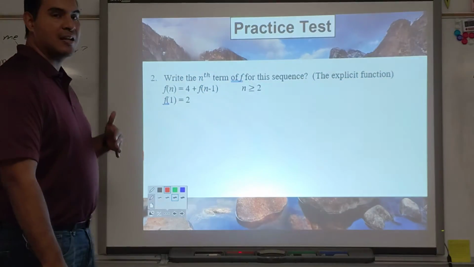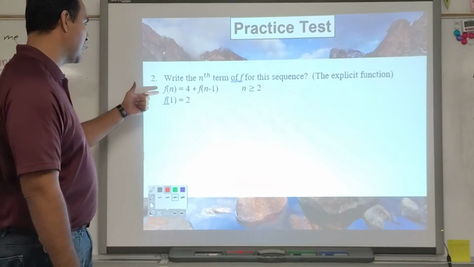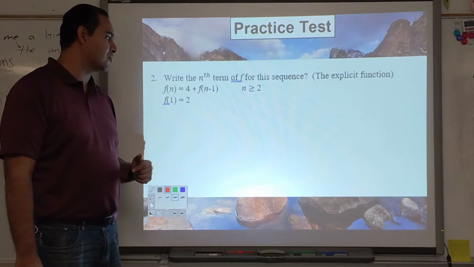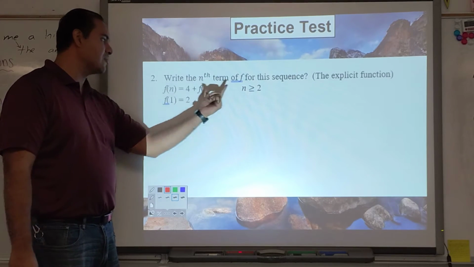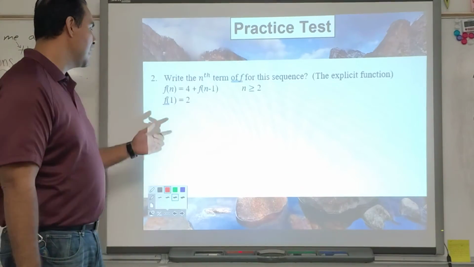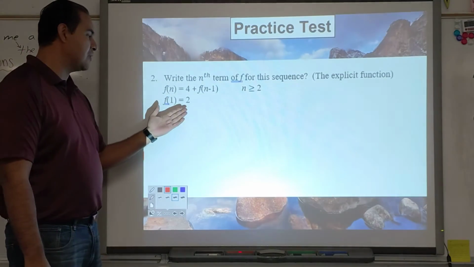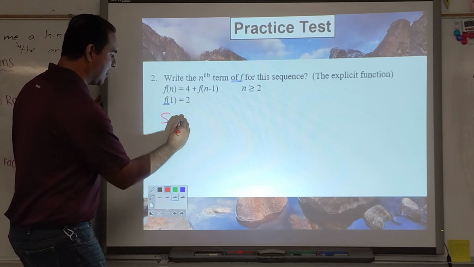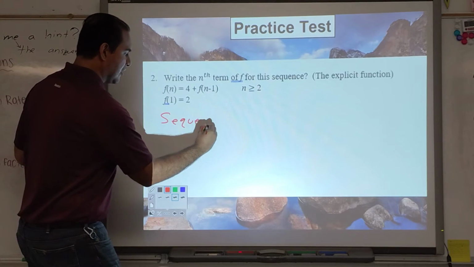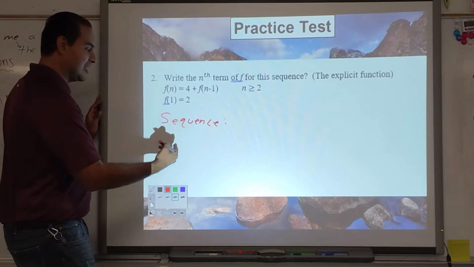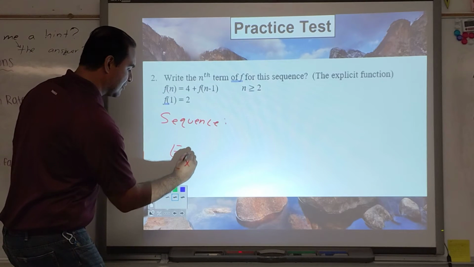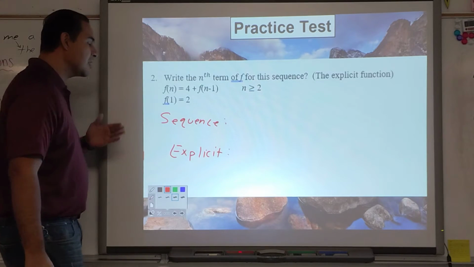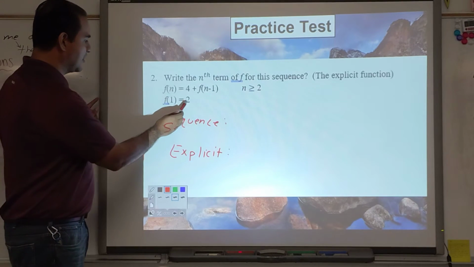Now you're given a recursive form of a sequence. f(n) is equal to 4 plus f(n minus 1) when n is greater than or equal to 2, meaning this rule starts from the second term all the way up. And the first term is 2, f(1) equals 2. So that's nice. In order for me to find the explicit function, first I'm going to find the sequence, and then I'm going to use that sequence to find the explicit function to represent it. The sequence in this case starts at 2.